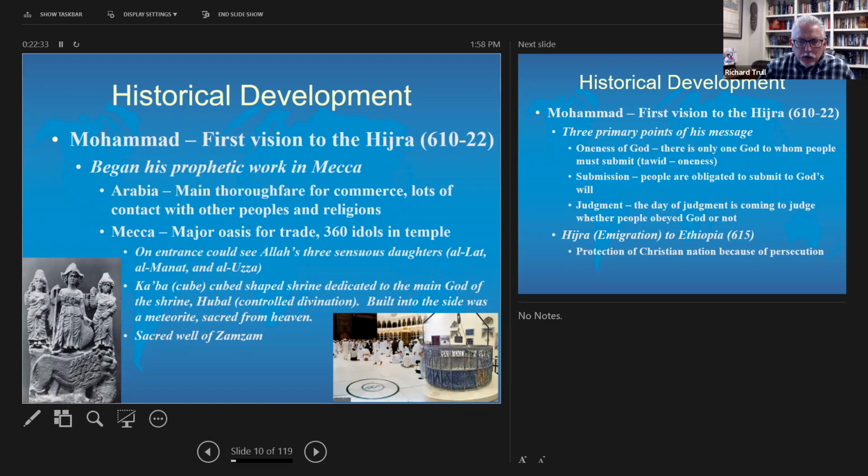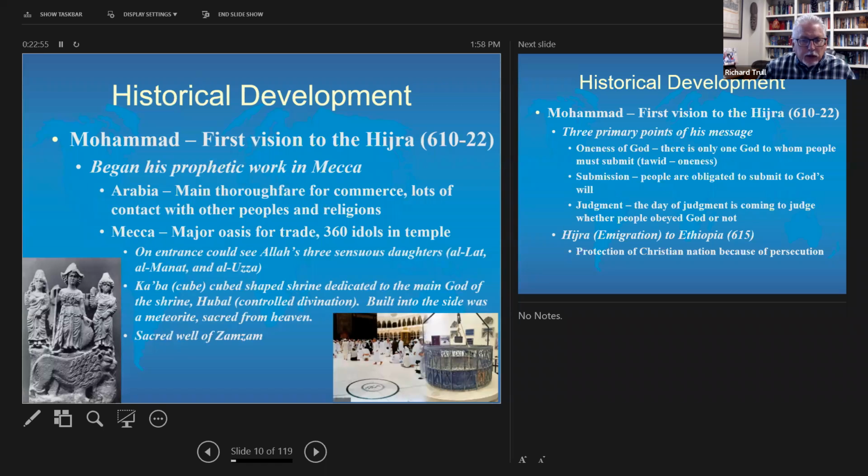You have the Kaaba also there. This is that cube-shaped shrine we just looked at. It was dedicated to the main god, Hubal. He was the one who controlled divination. So you can see there are polytheistic things, but a lot of divination and witchcraft involved as well.